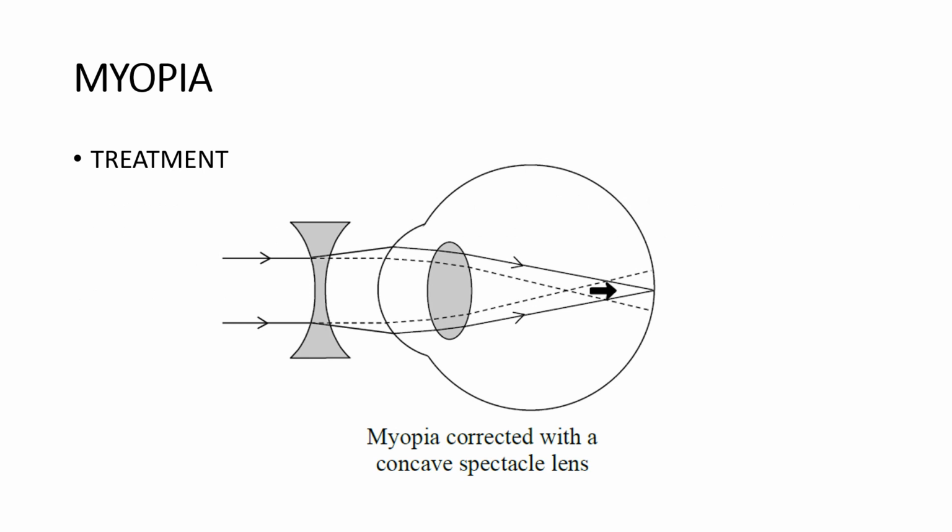So here's just a diagram showing a concave lens or a minus lens which corrects myopia. It bends the rays a little bit outwards so that when it hits the cornea and the lens, it will eventually end up focusing on the retina.